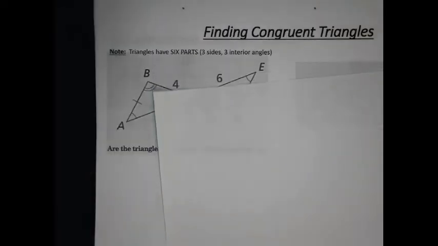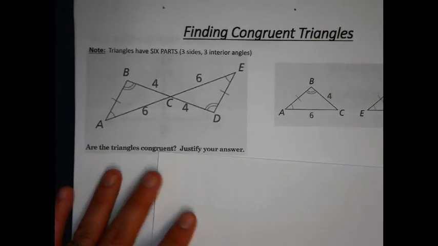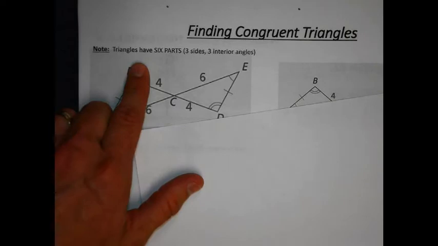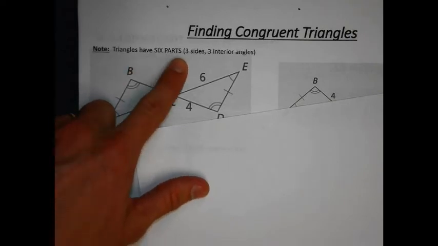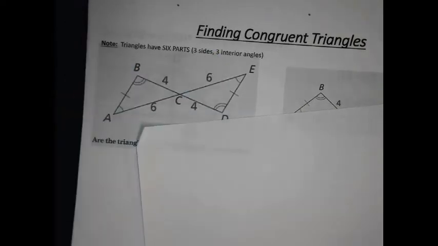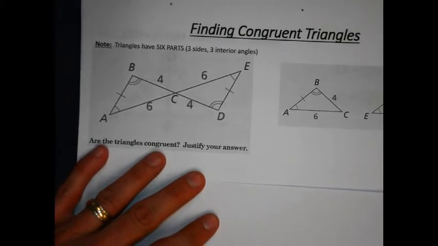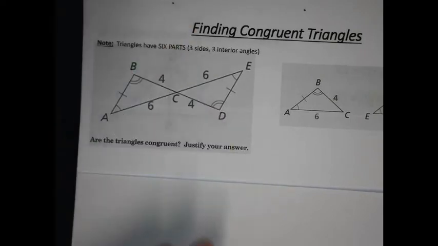So now what we're going to do is find congruent triangles. This is where things get screwy. So check this out. Make sure you remember that note. Triangles have 6 parts, 3 sides and 3 interior angles. That's money. So if all 6 parts are congruent, we have congruent triangles until we start learning shortcuts. But for right now, if all 6 parts are congruent, we have congruent triangles.